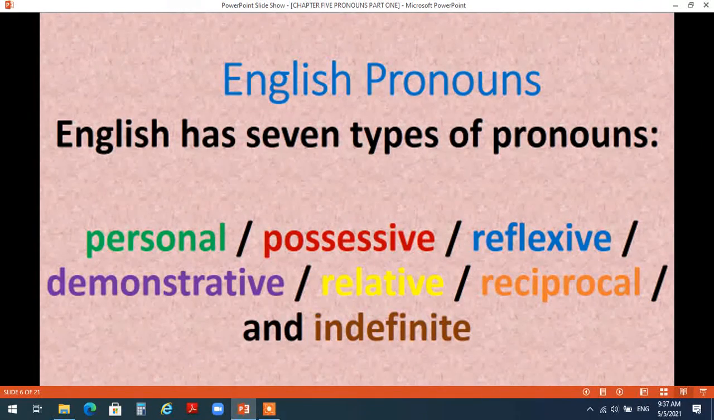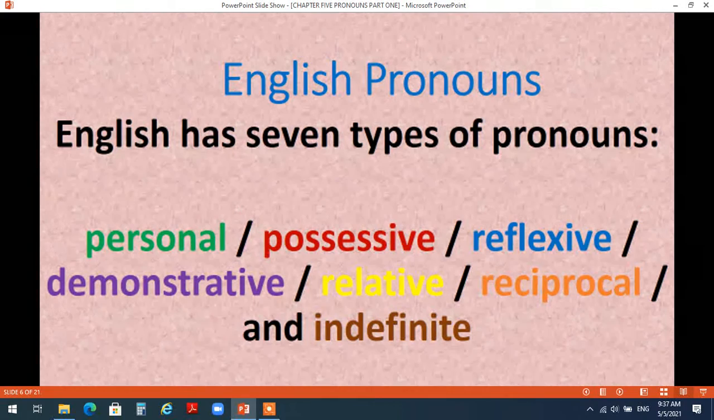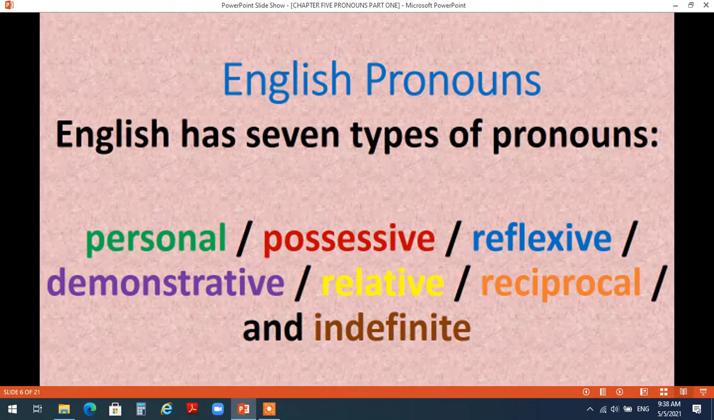ما هي هذه الأنواع السبعة؟ They are number 1 personal pronouns الضمائر الشخصية. Number 2, possessive pronouns, ضمائر التملك. Number 3, reflexive pronouns, الضمائر الانعكاسية. Number 4, demonstrative pronouns اللي هي ضمائر الإشارة أو أسماء الإشارة. Number 5, you have relative pronouns اللي هي ضمائر الموصولة أو ضمائر الوصل. Number 6, reciprocal pronouns اللي هي الضمائر التبادلية. And finally number 7, you have indefinite pronouns اللي هي الضمائر غير المحددة.